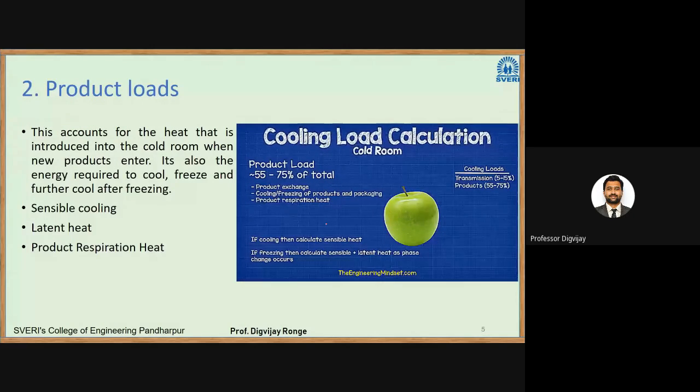Now next is product loads. Product loads means whatever product I am keeping inside that cold room. On the screen, there is an apple. So I am keeping an apple inside a cold room. Now there will be two loads. If the apple is at room temperature, suppose 35 degrees Celsius, and I am keeping it inside a cold room which is at 4 degrees Celsius, obviously there will be some sensible load. Sensible load means because of this temperature difference, so sensible load will act on the cold room.